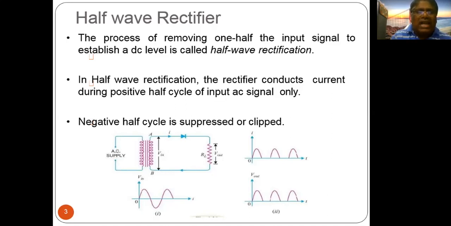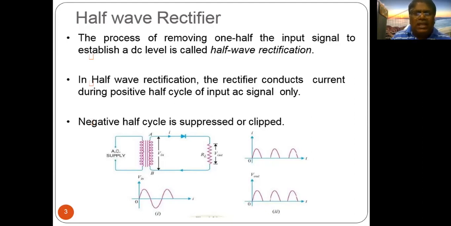Okay, so the construction of the half-wave rectifier. First, the transformer has a primary winding and a secondary winding. The diode is connected to the secondary winding of the transformer. One more component is the load resistor, RL.